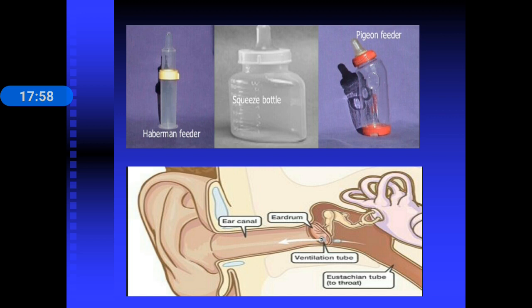So these are the special feeding bottles. This is a Haberman feeder, this is a squeeze bottle, and this is an angled nipple. You can see a pigeon feeder, and here you can see the small blue ventilation tube placed in the tympanic membrane to ventilate the middle ear. This is the middle ear, and this is the eustachian tube going down. Here it's going down, and that connects it to the oral cavity.